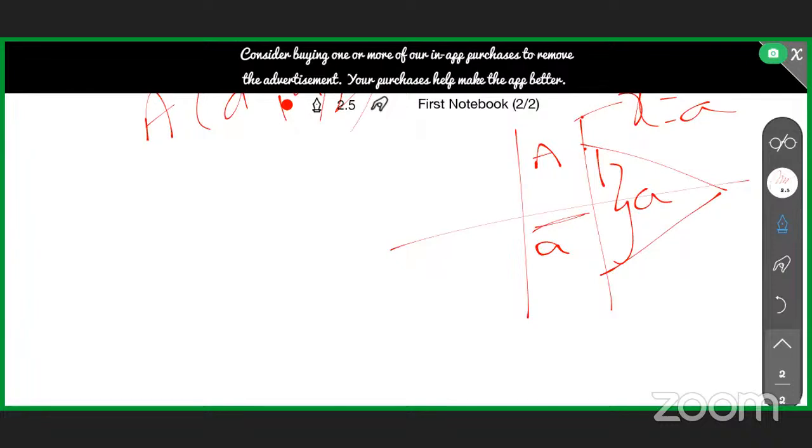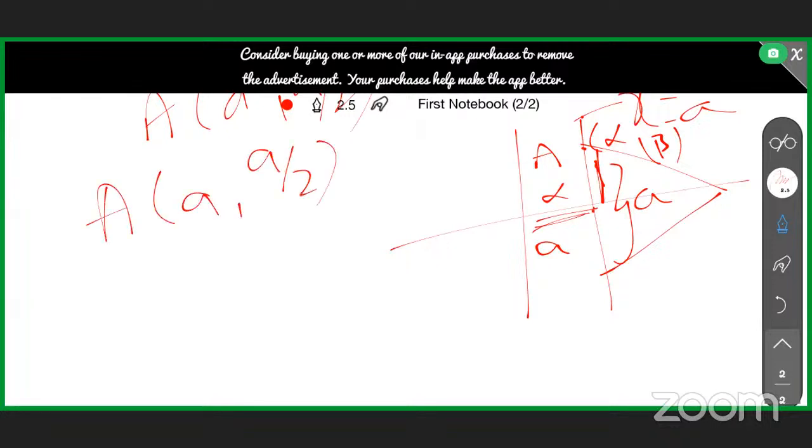But from here to here I want the distance. If I take point A as some alpha comma beta, this distance is my alpha, and from here to here this distance is my beta. Yes or no? Yes, sir. So therefore point A becomes A comma A by 2. Do you understand now how I took this point A comma A by 2? Yes, sir.